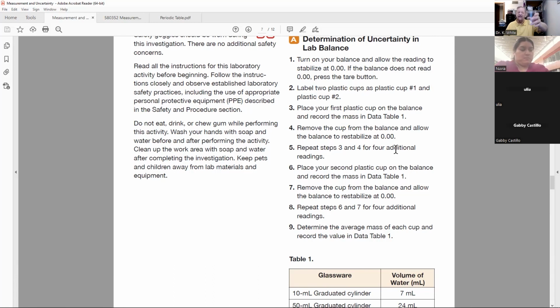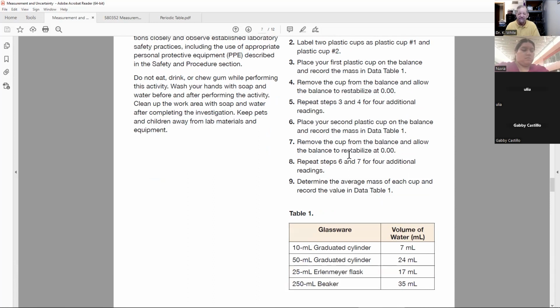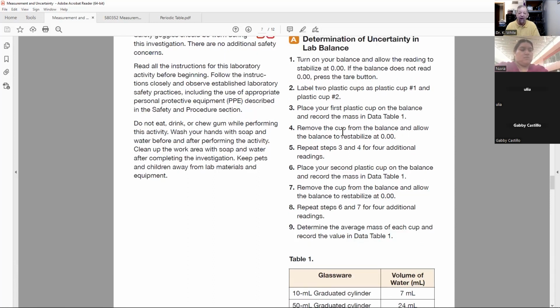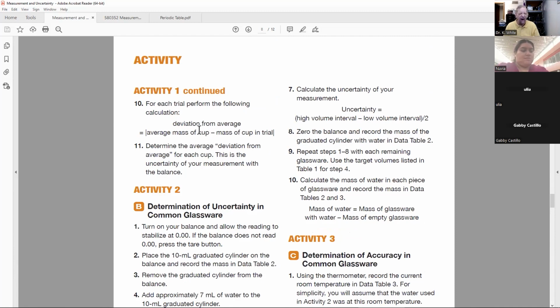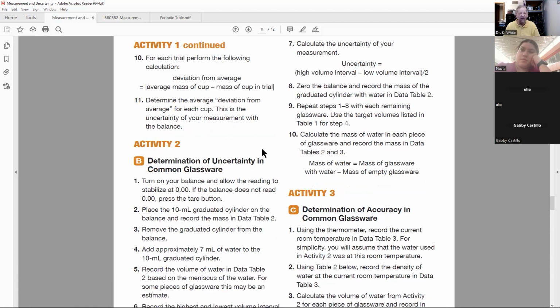And then with the cup one, you'll take it and do steps three and four. Put it on there, record the weight. You'll take cup one, you'll weigh it twice, and then you'll do the same thing with cup number two. Oh, for step five, I guess for this, they want you to weigh this four times or a couple of times, and then you'll put the data in your table. And then they show here how you find the deviation from average, average mass of the cup in a trial. And this will be your deviation.